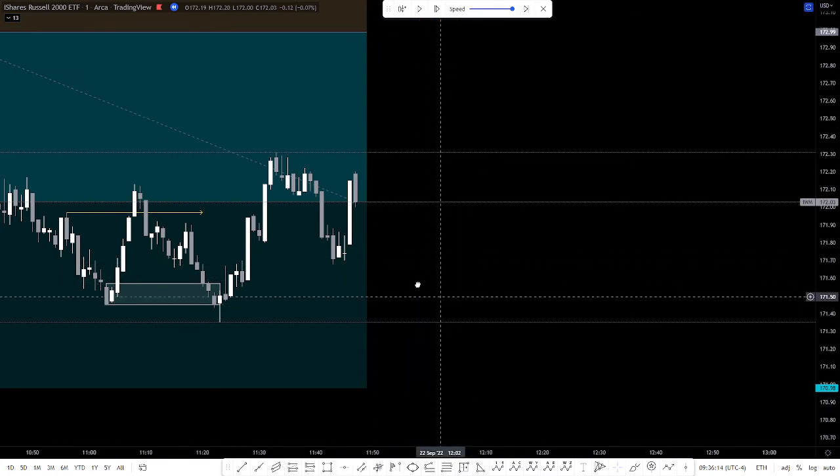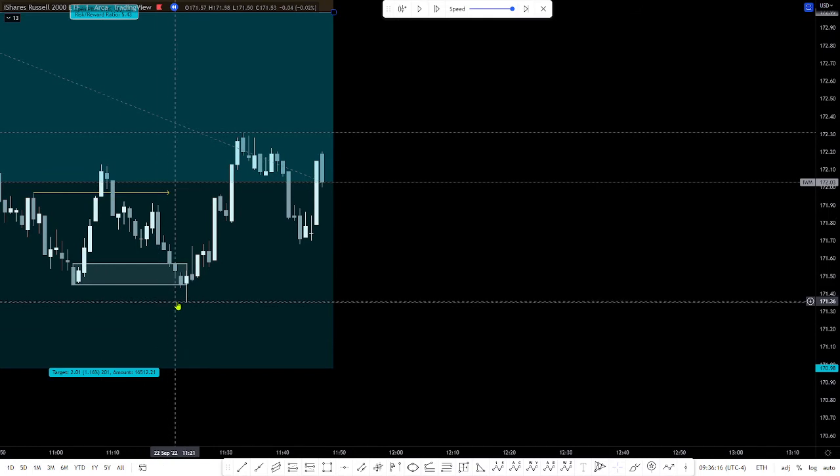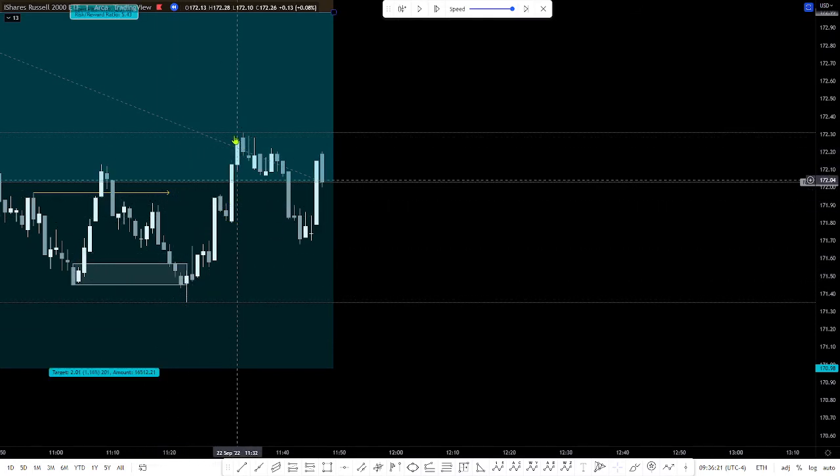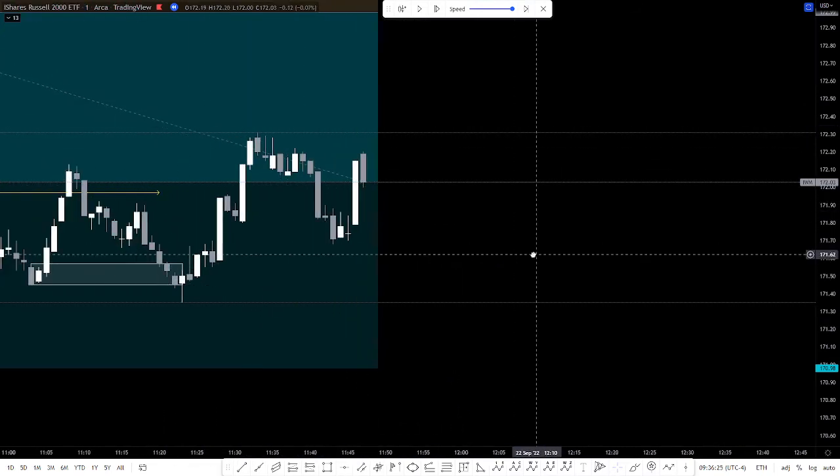Because we have another break of structure, we get a low and a high, then a lower low, a higher low and a higher high. So we've created structure on the way up. All right, this is another good thing to key on.